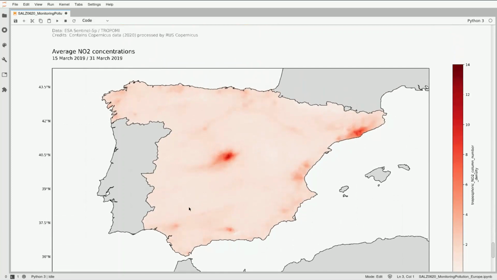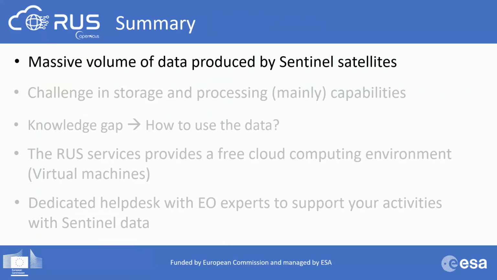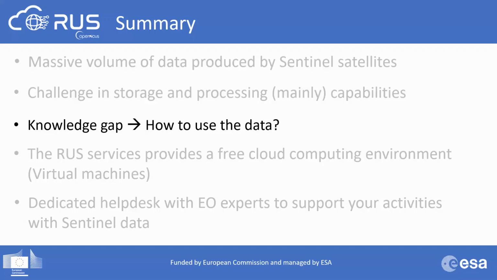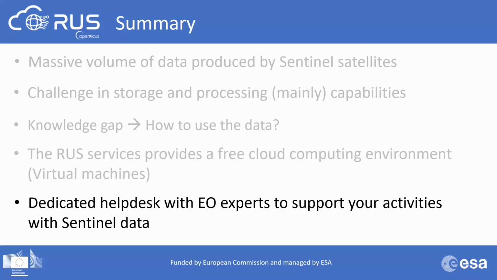Let me go back to my slides. And I just want to share with you some final thoughts on what we have done. With the new Sentinel satellites, the challenge in remote sensing is no longer the availability of data, but rather how to store and process all the information. In addition to that, it is necessary to explain how the data can be used and support users in their applications. Because of that, the RUS Copernicus service is here to solve those problems by providing virtual machines to store and process the data, and by offering a dedicated help desk supported by a team of remote sensing experts to help you in your projects with Sentinel data.